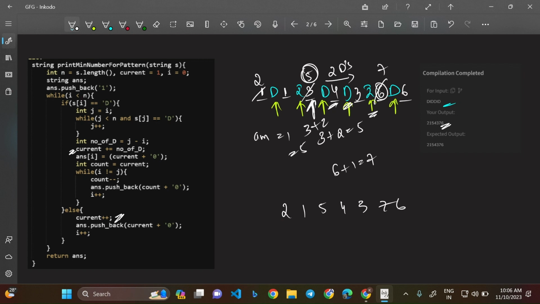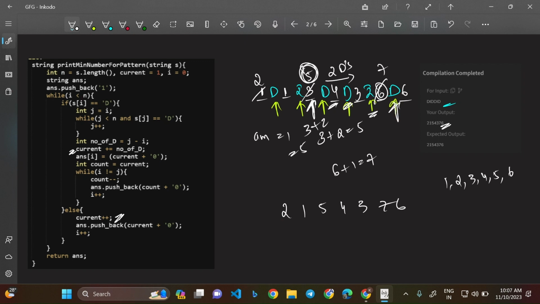And now once I've come to an increase, I'll be putting a value that is the maximum among all the values that I've found, because I've used 2, I've used 1. I'll be putting in ascending order. I've used 1, 2, 3, 4, 5. Now what's the maximum value that I can put now? Only 6. So I'll be adding 1 to the maximum value that I've found, and I'll be putting it there.